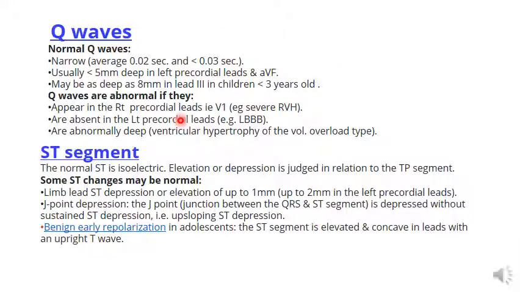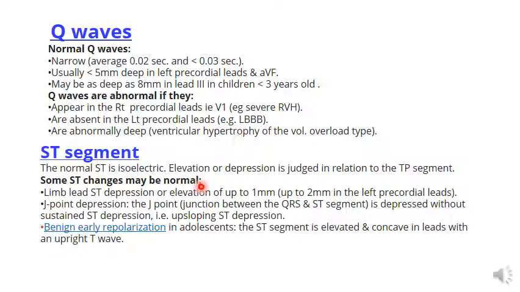Q wave: the normal Q wave is narrow, less than 0.03 seconds, usually less than 5 millimeters deep in left precordial leads and aVF, especially V5, V6. Here it may be as deep as 8 millimeters in lead 3 in children less than 3 years. Q waves are abnormal if they appear in the right precordial lead V1, severe right ventricular hypertrophy, are absent in the left precordial leads, left bundle branch block, and are abnormally deep in ventricular hypertrophy of the volume overload type.